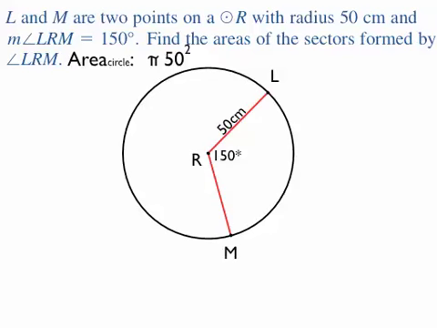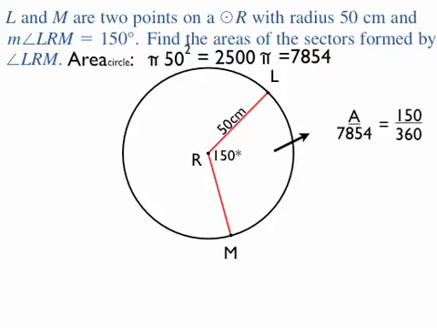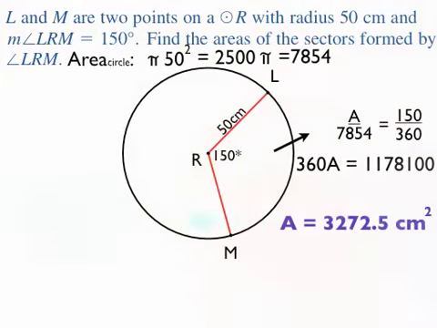So it would be pi times 50 squared. Well, 50 squared is 2,500. So I have 2,500 pi, which is about 7,854. So when I set up my proportion, I can say A over 7,854, which was the area of the entire circle, equals 150 over 360. Cross multiply, and then divide both sides by 360, and you find the area of this sector is about 3,272.5 centimeters squared.